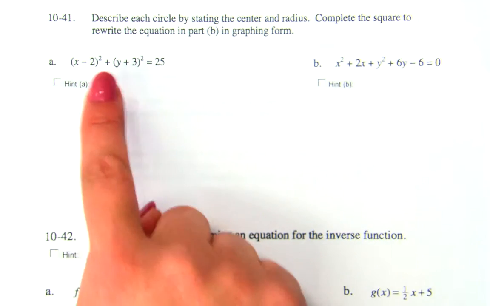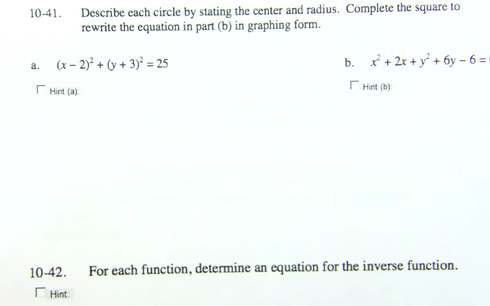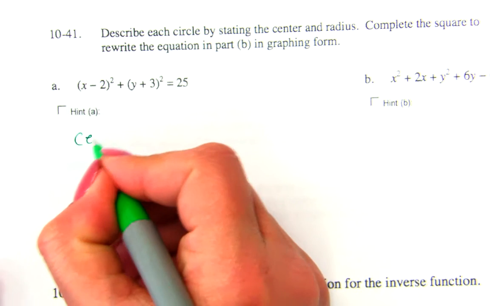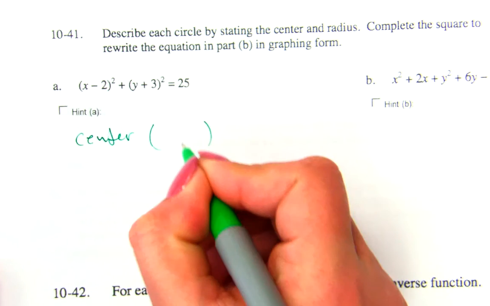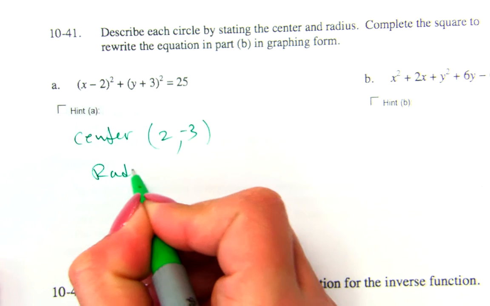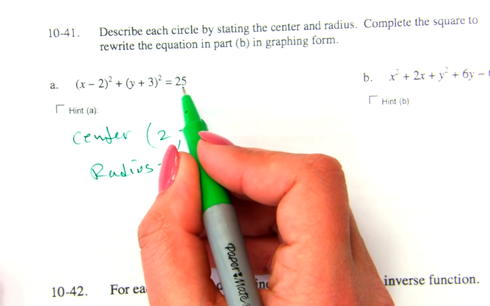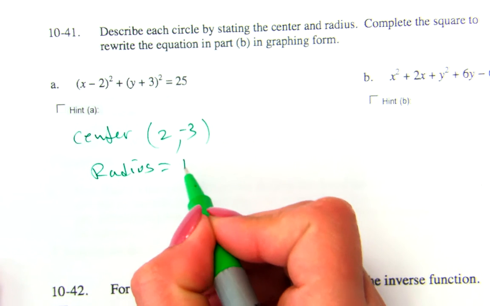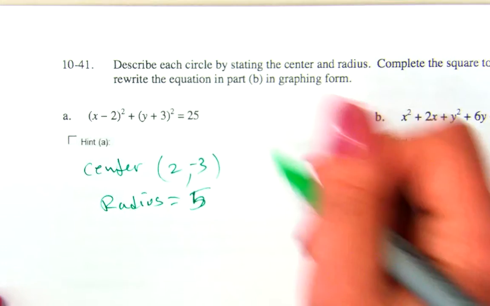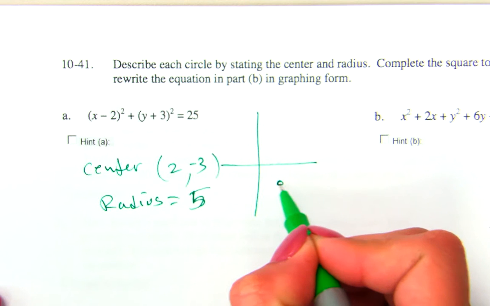So the first one should be really quick to state the radius. So your center is going to be at 2 comma negative 3. And the radius is going to be what number? What is this? 5? Yep. Okay, 5 squared is 25. So there you go.